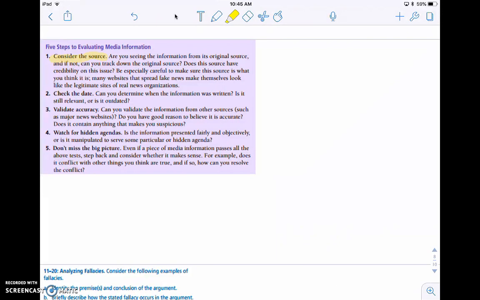Next thing, check the date, make sure that it's when it was written. Is it relevant? Is it outdated? Then you need to do your best to validate the accuracy. Is there a good reason to believe that it's accurate? Or is there anything that makes you suspicious about that?